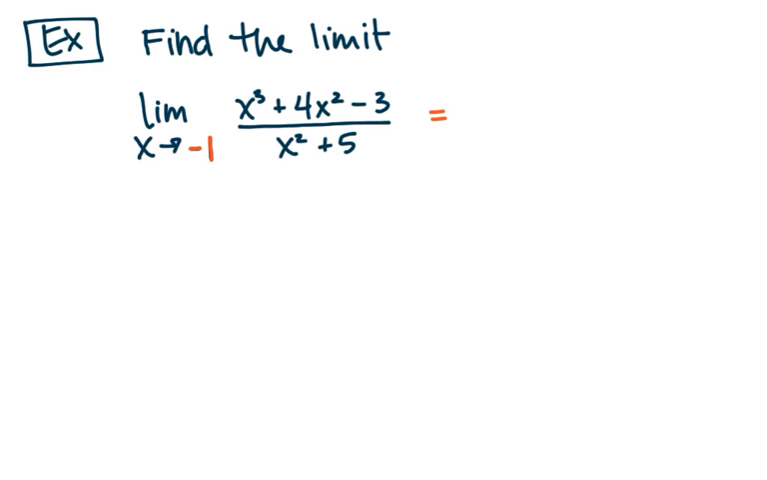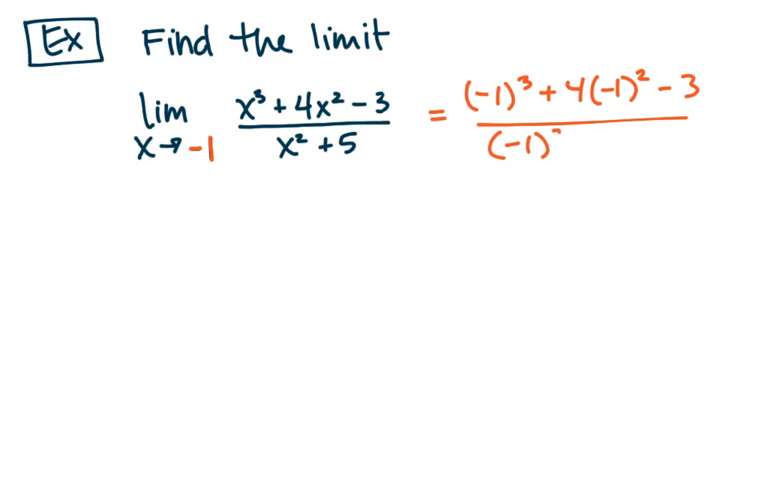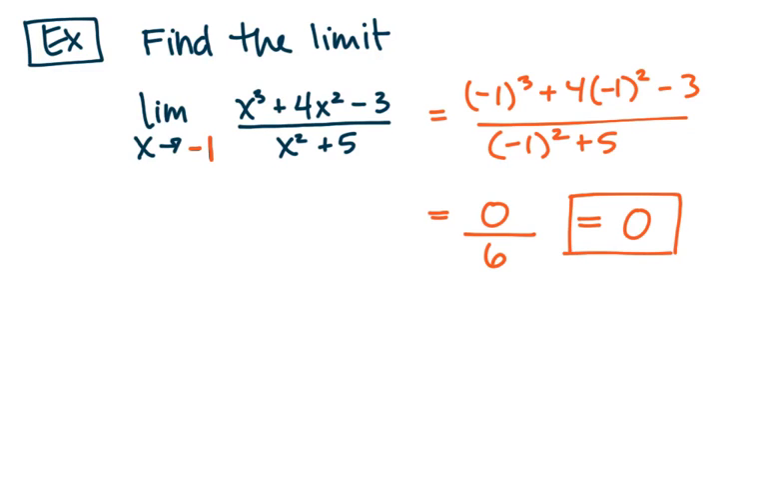And the only reason this wouldn't work would be if I wound up with 0 in the denominator. So let's look at this. I've got -1 quantity cubed plus 4 times -1 squared minus 3 over -1 squared plus 5. If I simplify the numerator, I have -1 plus 4 minus 3, which gives me 0. And in the denominator, I get 6. 0 divided by 6 is 0. That is the limit of this rational function.